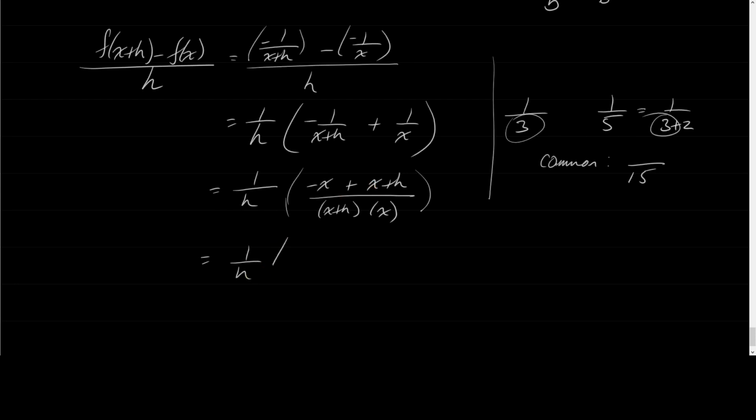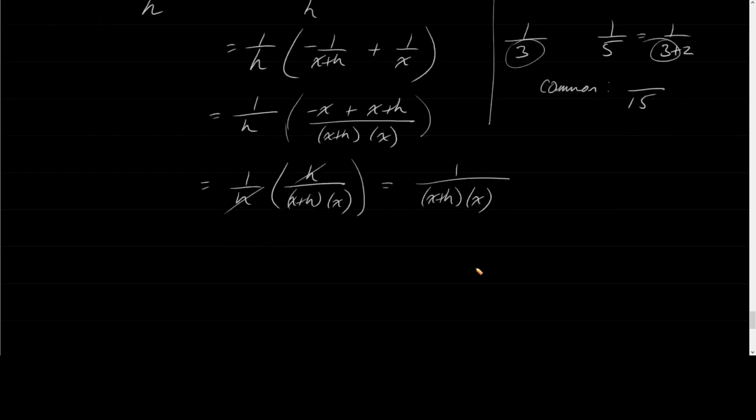So I have 1 over h times h over x plus h times x. These h's cancel out, and I've got the final answer of 1 over x plus h times x. And now that we got rid of this original h that was on the bottom, we're done, right?